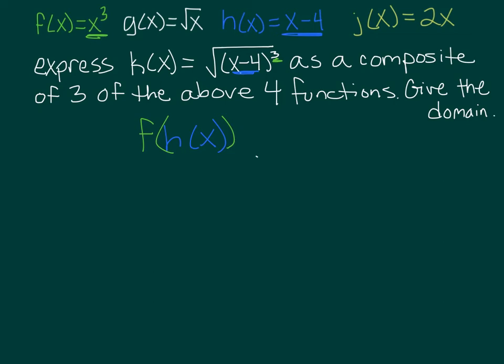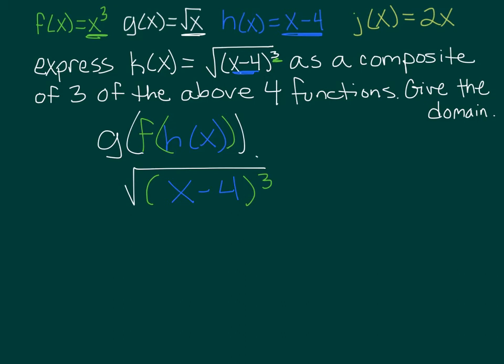And then I need the square root on the outside. So the square root on the outside, that's g of x. So I'm going to do g of f of h of x. And let's look at that. If I write g of f of h of x, I'm taking the square root, we're just going to plug it all back in, make sure it works, of x cubed, and h of x was x minus 4. That looks like what we wanted.